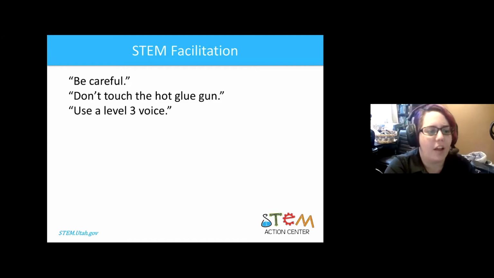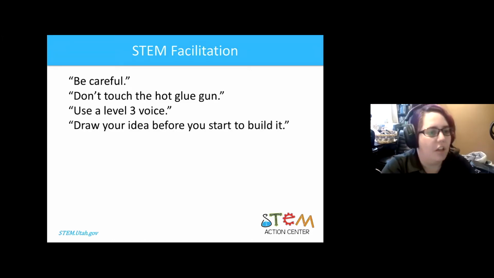This is one we hear a lot, use level 3 voice. This is great because it is specific and it tells students what they should be doing. So that is a great instruction. This is one we use a lot when we're doing engineering activities. Draw your idea before you start to build it. Great, perfect. It's specific, it's positive, students know what to do with that. Share the scissors, right? That's another positive one.